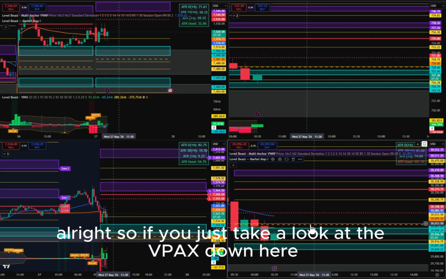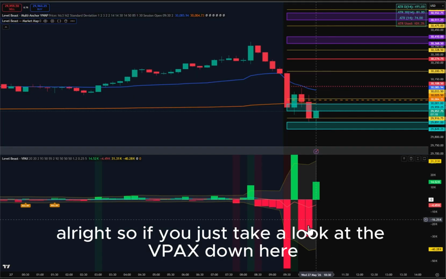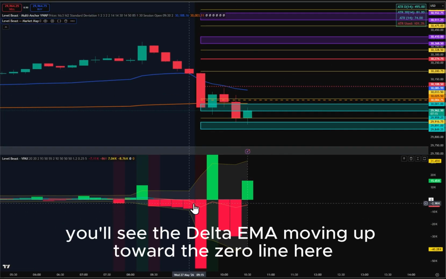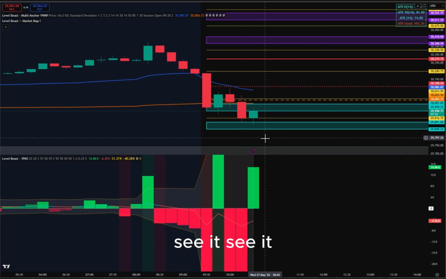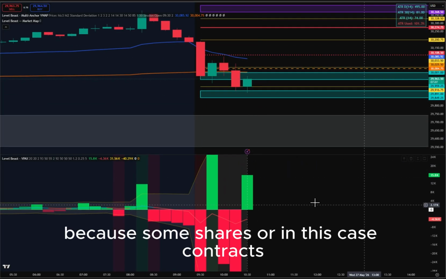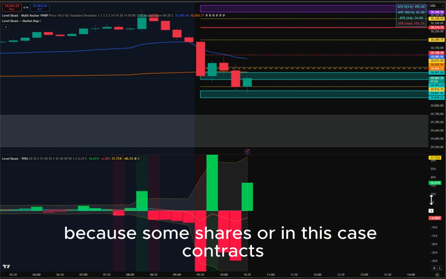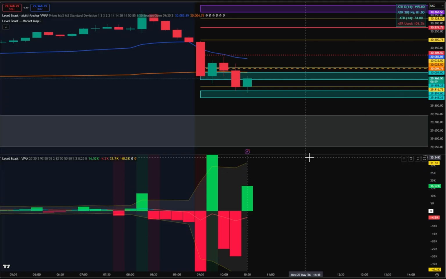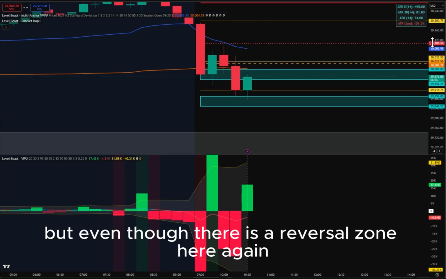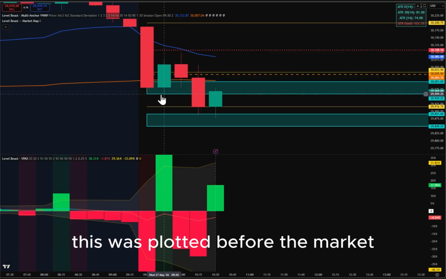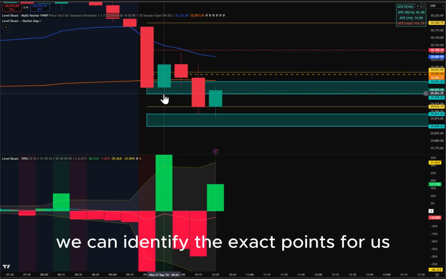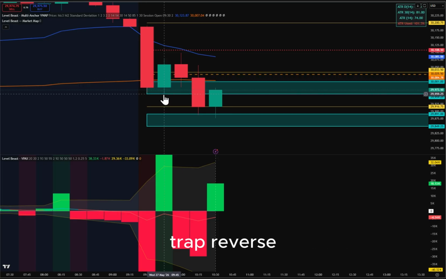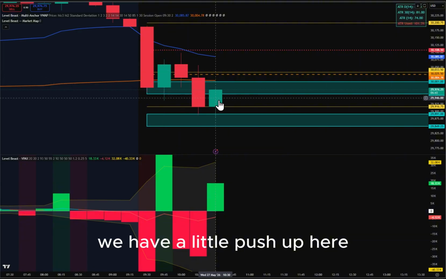If you take a look at the VPAX down here, you'll see the delta EMA moving up toward the zero line. You see that? It's magnificent. And that happens, obviously, because some shares, or in this case, contracts, begin to pile on and hit the tape. But even though there is a reversal zone here, again, this was plotted before the market. I mean, incredible. We can identify the exact points where the market will stall, trap, reverse.